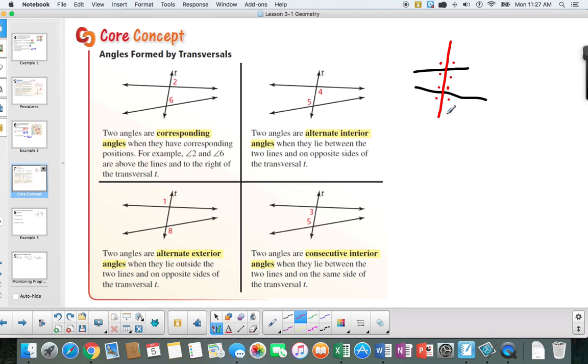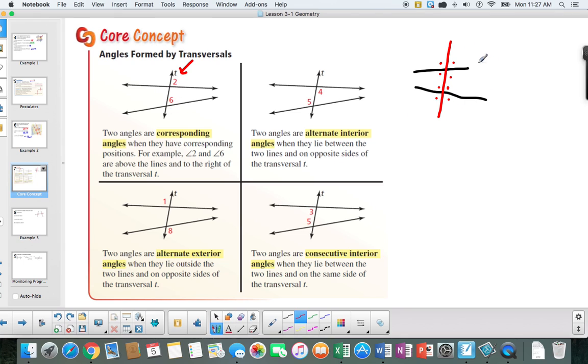All right, so corresponding is our first vocabulary word. And again, here's the transversal. Notice it's labeled T. And corresponding angles are like angles 2 and 6. Now, let's notice their characteristics. One, 6 is inside the two lines, and 2 is outside these two lines. Also notice they're on the same side of the transversal, and they do not share a vertex.